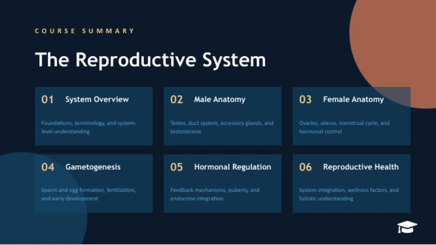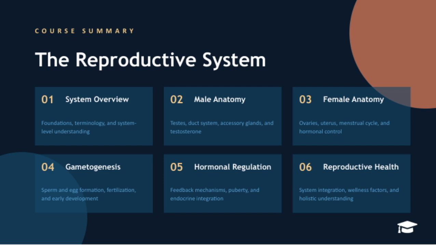As we wrap up this course, let's take a moment to look at the big picture. System integration, wellness factors, and a holistic understanding are essential for a complete view of reproductive health. It's not just about individual parts, but how everything works together to support overall well-being. Moving through the course, we've covered key topics like reproductive health, which includes feedback mechanisms, puberty, and endocrine integration. These are vital for understanding how the body maintains balance. We also looked at hormonal regulation, which governs processes like sperm and egg formation, fertilization, and early development, crucial steps in reproduction.